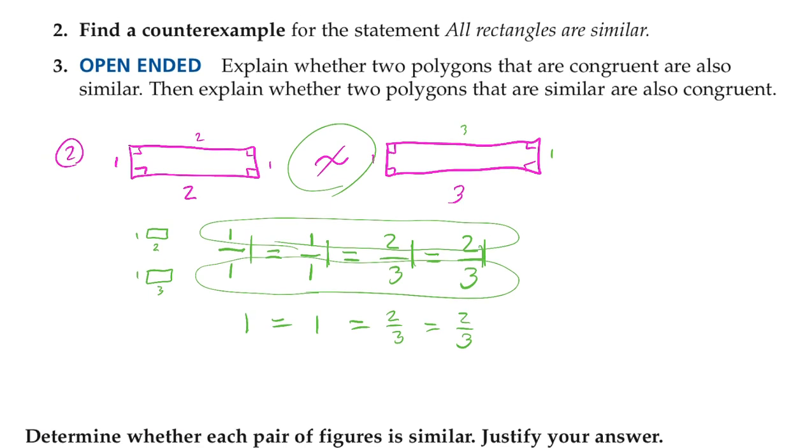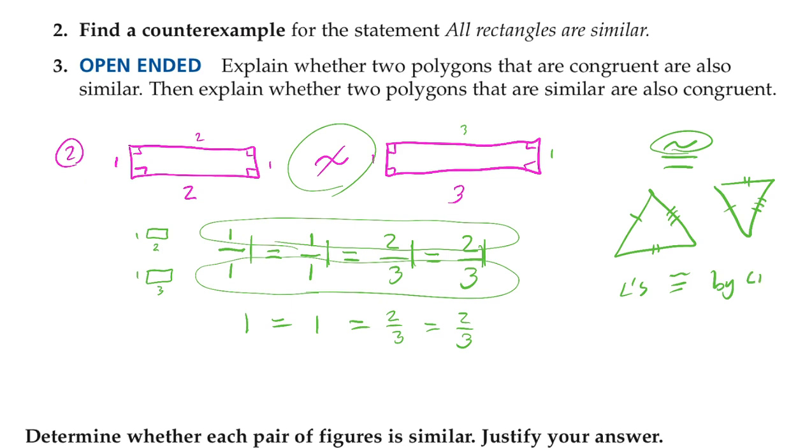Okay, 3, explain whether 2 polygons that are congruent are also similar. So if they're congruent, that means that all the angles are the same. What's the ratio between all the sides? For example, if I take these 2 triangles that are congruent, all the angles are congruent, of course, by CPCTC, okay?